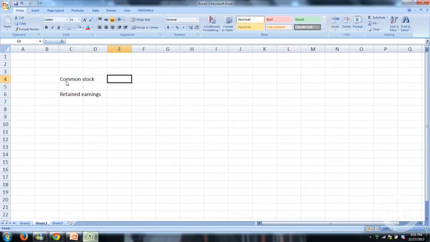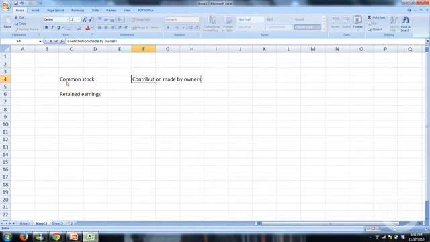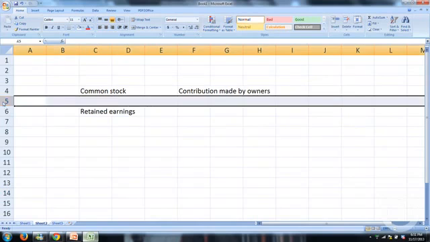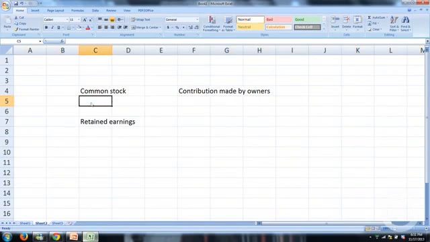Common stock, sometimes we would have preferred stock, but common stock, what does common stock represent? It represents contributions made by owners. Another account within common stock is sometimes paid in capital. So common stock and paid in capital, both of them represent contributions made by owners.